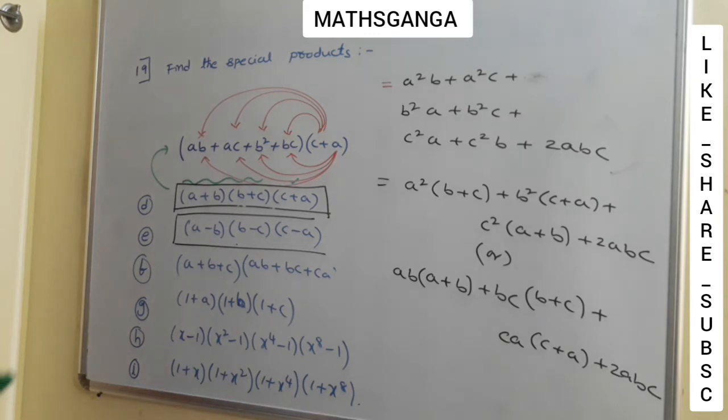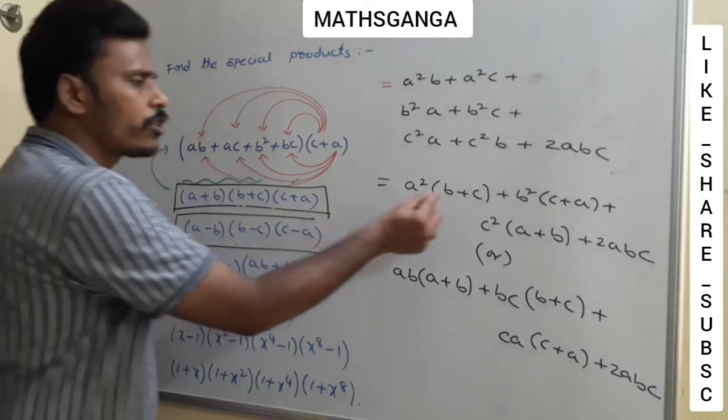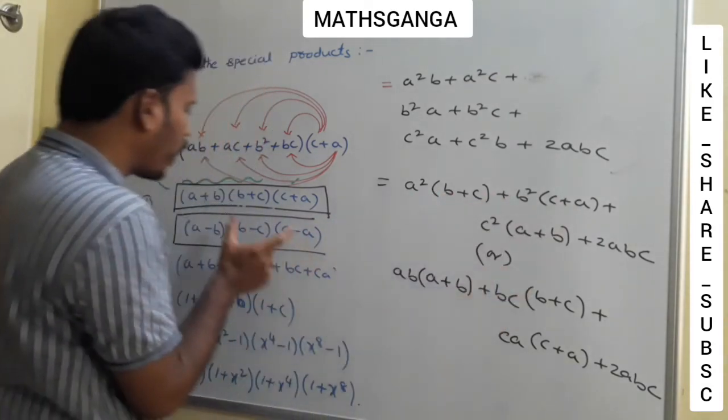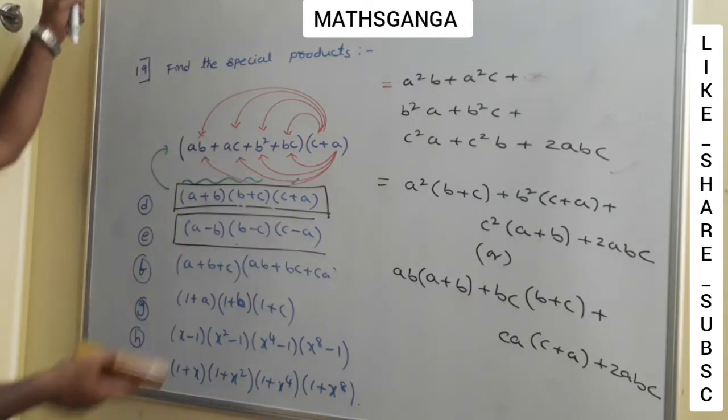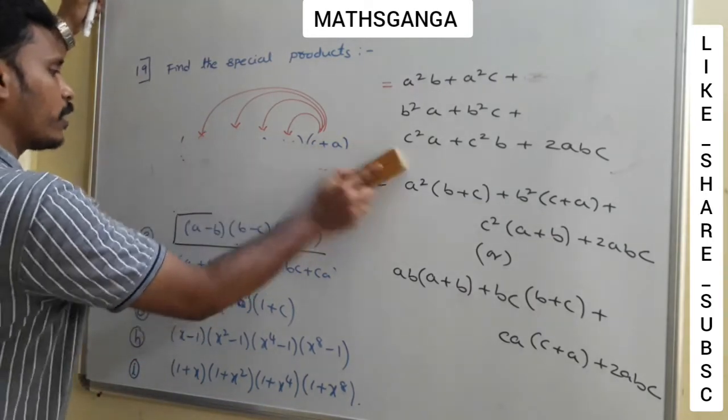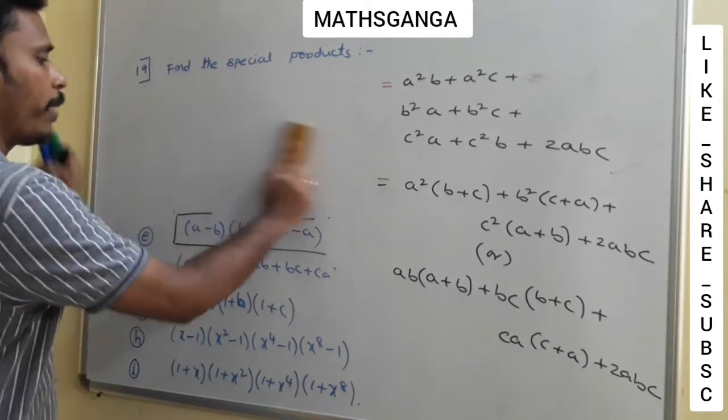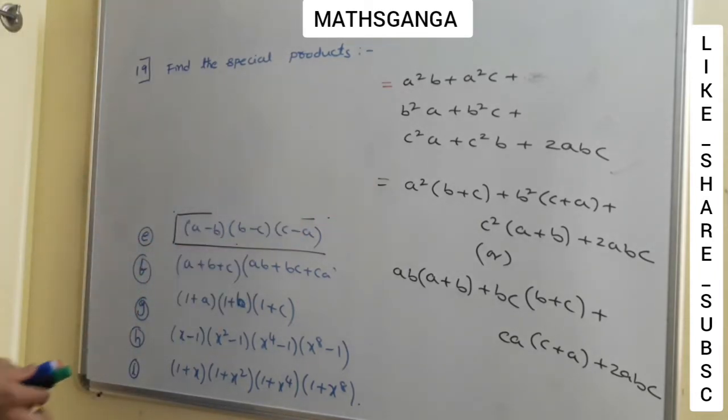Now if you think about the way to find (a minus b) into (b minus c) into (c minus a), it is just, see, if you change the signs here, then automatically you will get the product of (a minus b) into (b minus c) into (c minus a). I am erasing this again for the space concern, and then I will give you the product (a minus b) into (b minus c) into (c minus a).